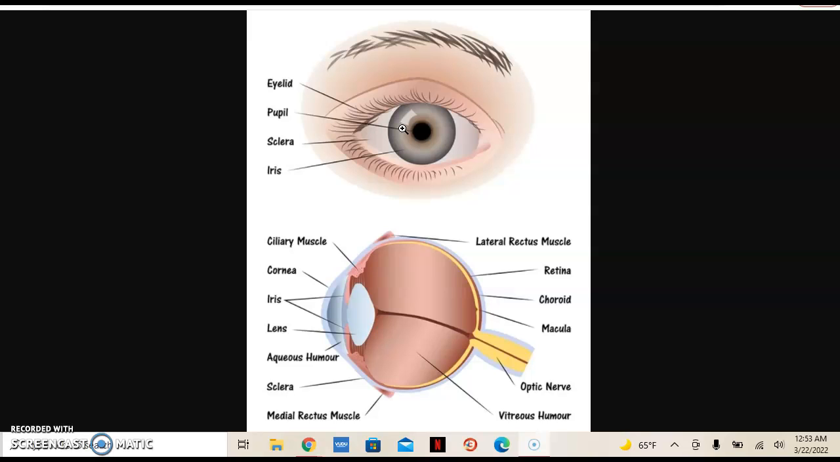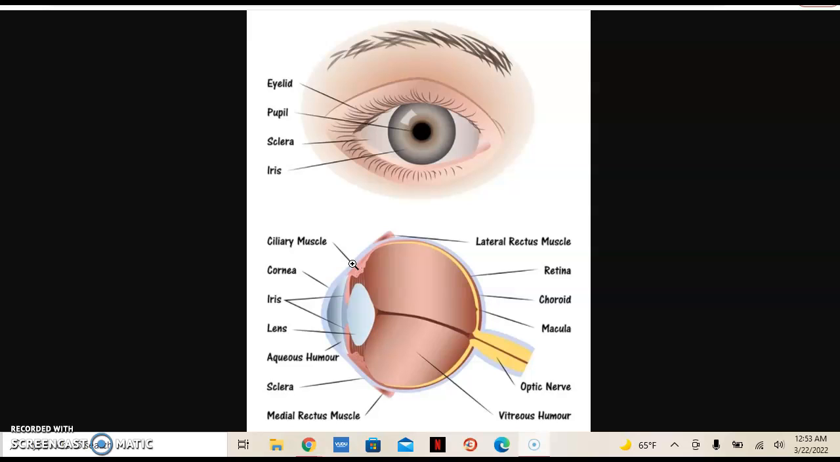Next is the cornea, which is this outer portion here. The cornea is the eye's outermost lens. The cornea covers the pupil and the iris, and its function is to bend or to refract light.